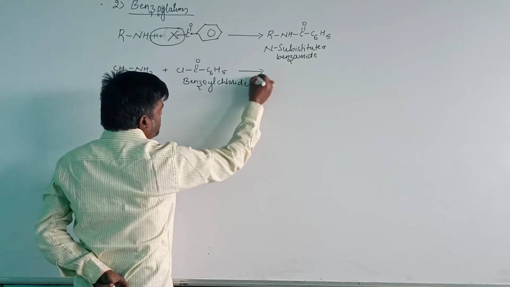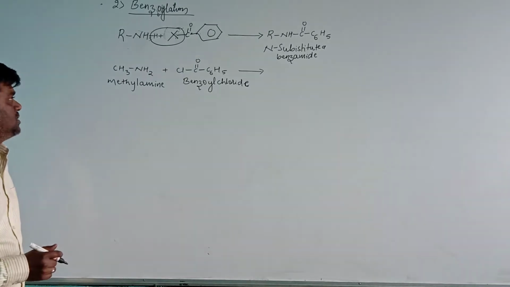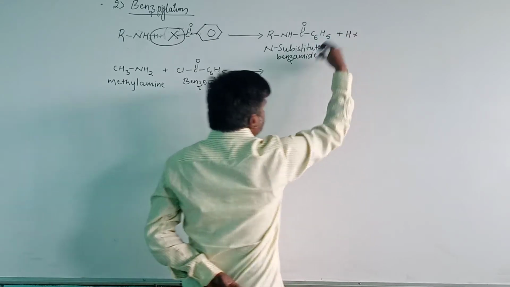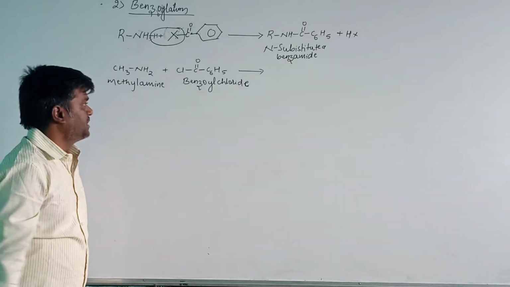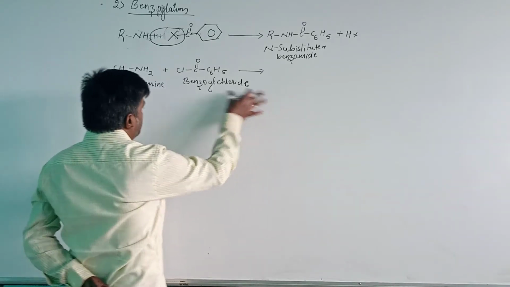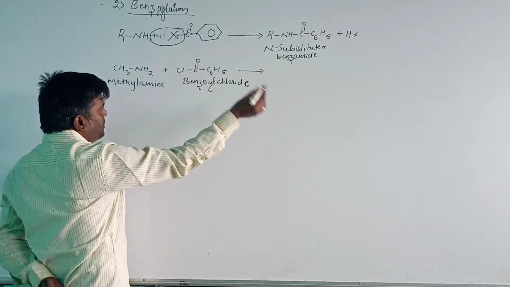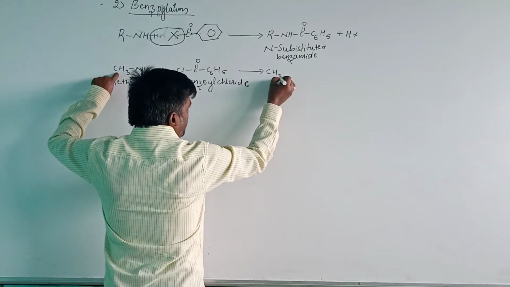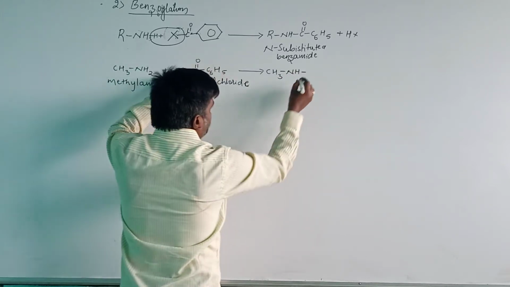This reaction is carried out in the presence of a catalyst called pyridine, which is basic in nature and combines with the acid, increasing the rate of reaction. Therefore, the equilibrium will shift to the right direction here. Methylamine reacts with benzoyl chloride in the presence of pyridine. One of the hydrogens combines with the chlorine and gets converted to hydrogen chloride. The remaining part is CH3NH, and here the benzoyl group will be substituted.